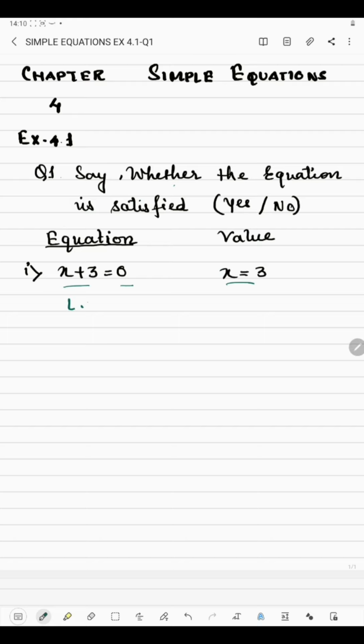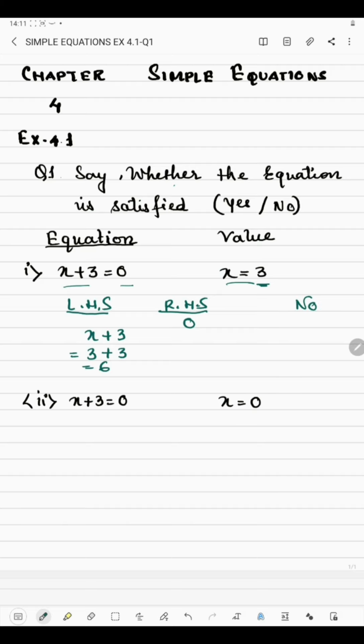Here on the left hand side we have x plus 3. So the value of the variable is given, which is 3, so we will have to put the value of the variable, which is 3, here in place of x. So 3 plus 3 is 6, and on the right hand side we have 0. That means 0 and 6 is not equal. So we can say that this is not the solution of the given equation, so we will write the equation is not satisfied, so we will write no.